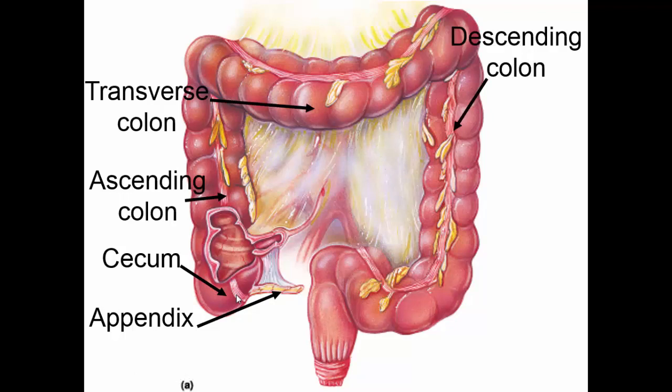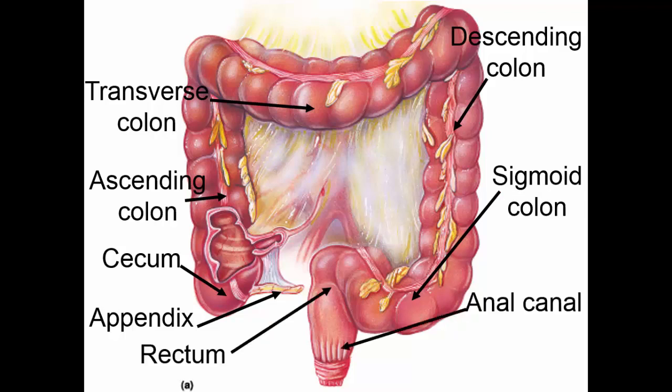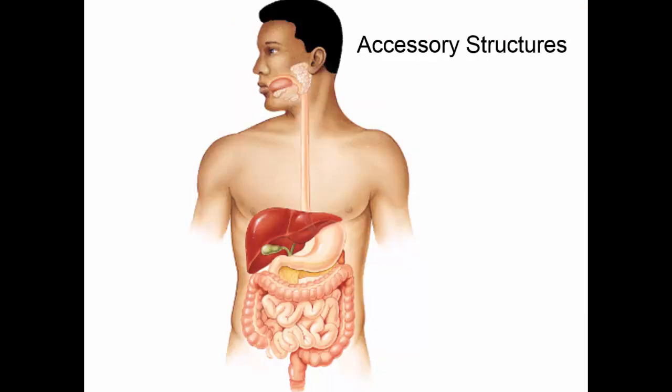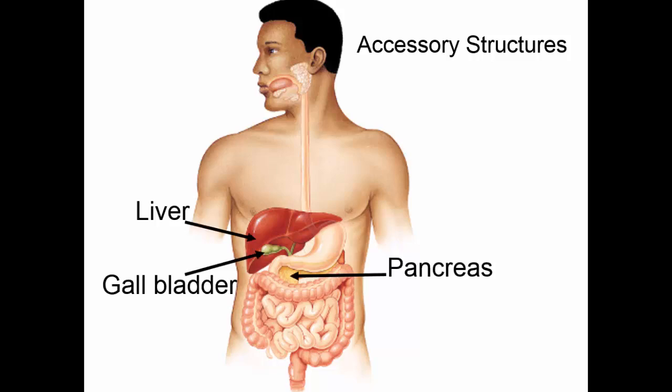All of this is fairly anterior, so the sigmoid colon moves everything toward the back of the body, where it can attach with the rectum, the anal canal, and the external anal sphincter. Some of the accessory structures involved here are the liver and its associated gallbladder and the pancreas.